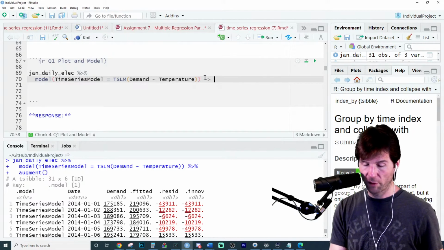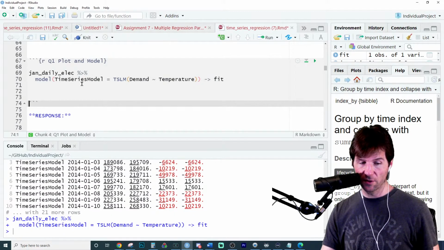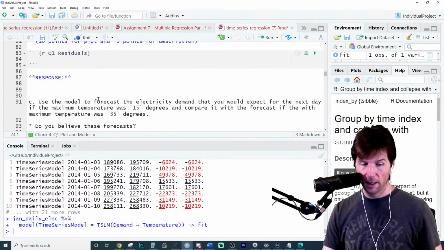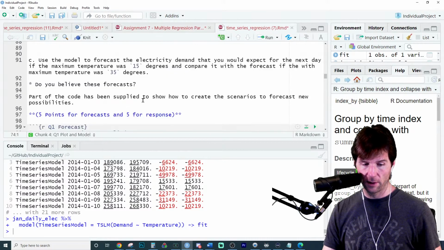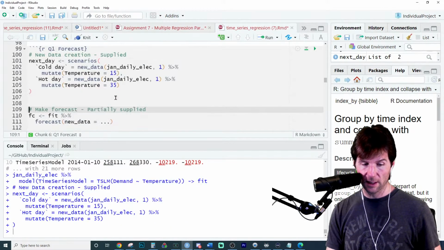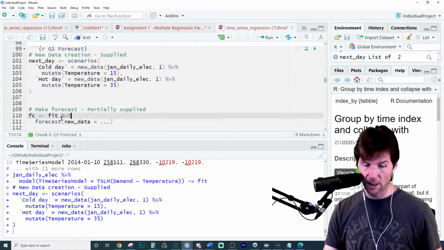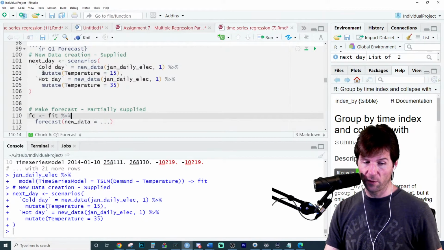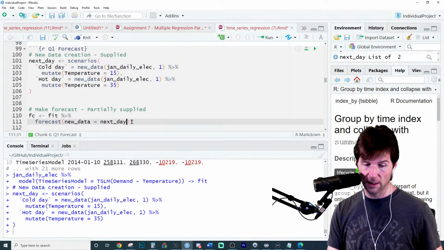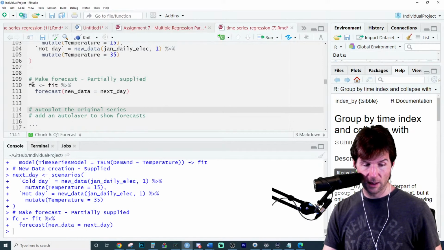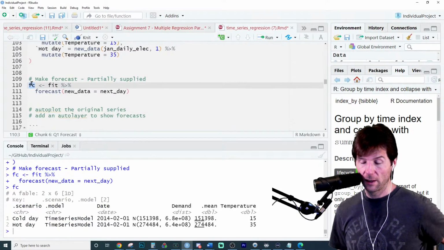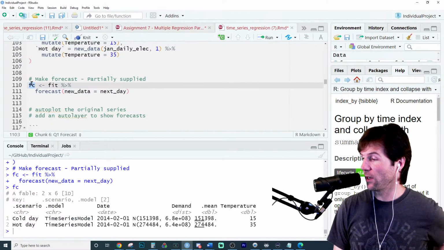So just understanding what we've created: a regression model of sorts, a time series linear model, and I called it fit. And then down here, we've got the next day scenarios, and then we've got the fit. Now we are going to forecast the new data onto the next day data. And so we are getting the forecast right here. These are the hot day, cold day scenarios.